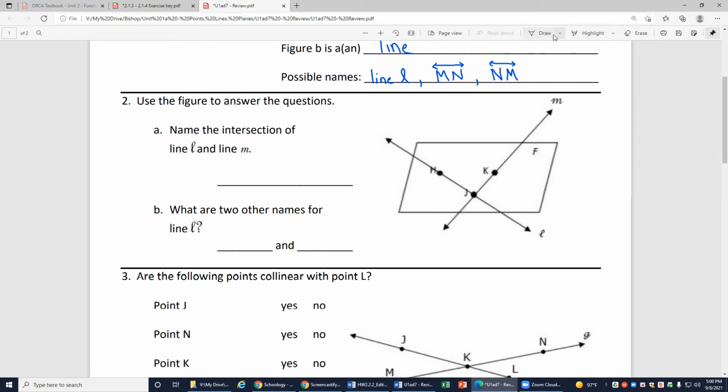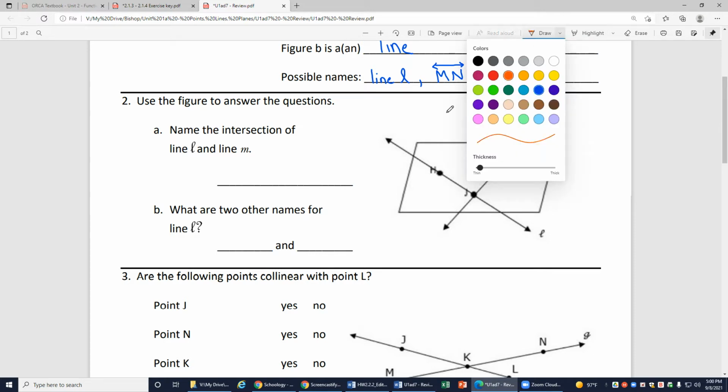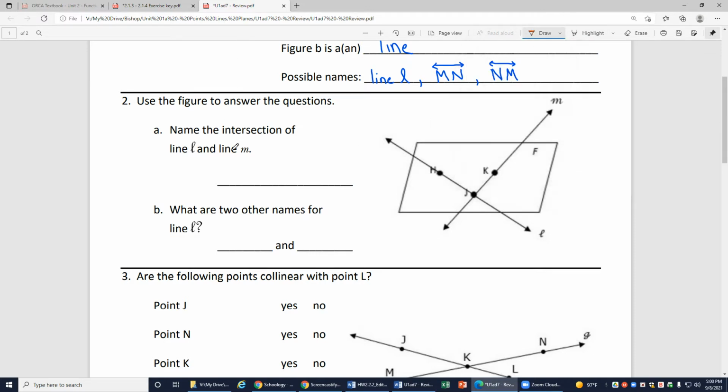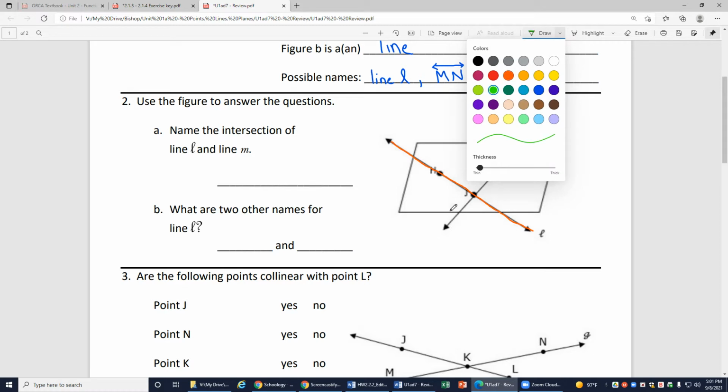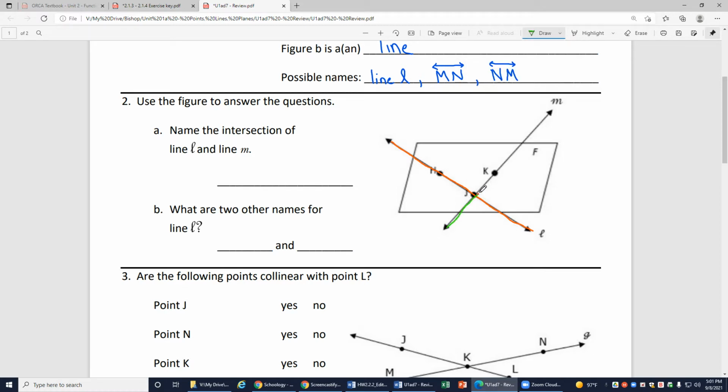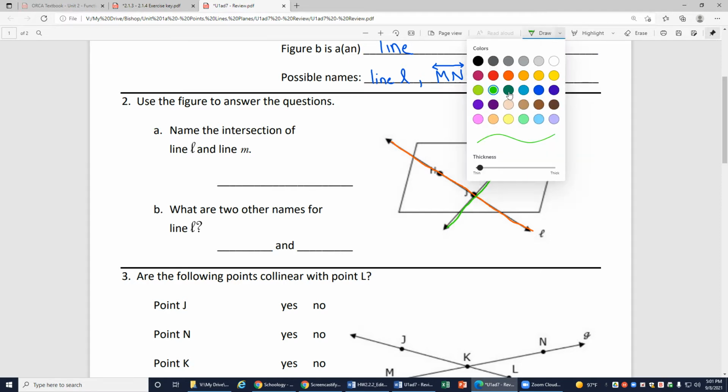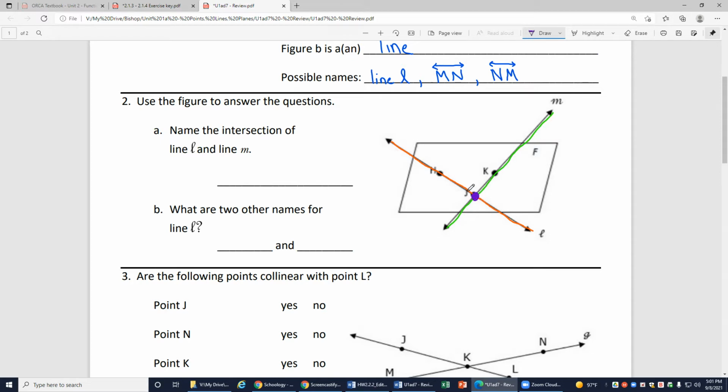Okay, number 2. Use the figure to answer the questions. All right, so on this one, name the intersection of line L and line M. So I see line L is this line here. Let's see if I can highlight it in the orange. And then I can see line M is this line here that I'm going to highlight in this green. And I can see that those 2 lines intersect right here at point J.